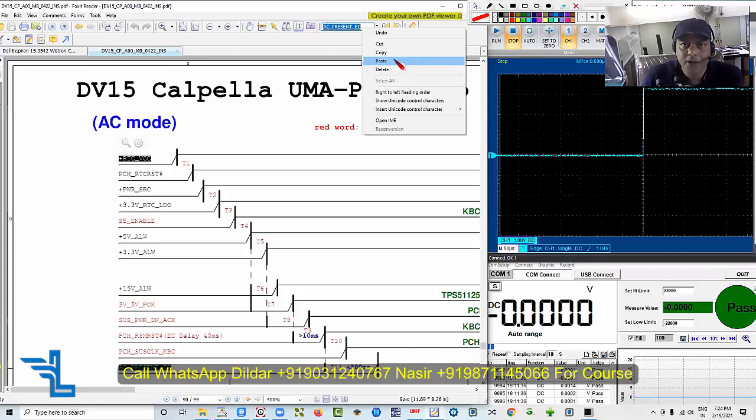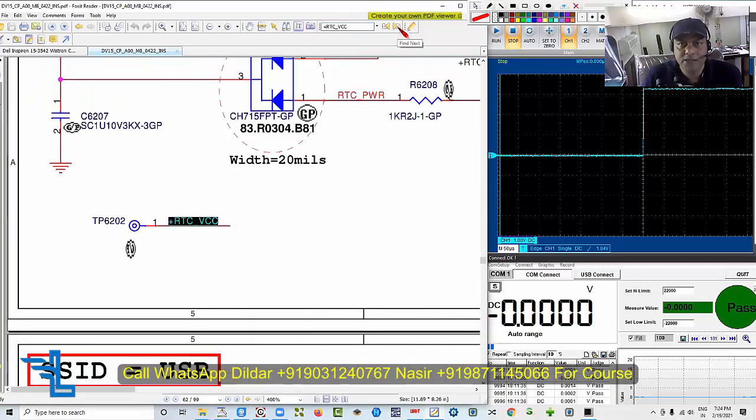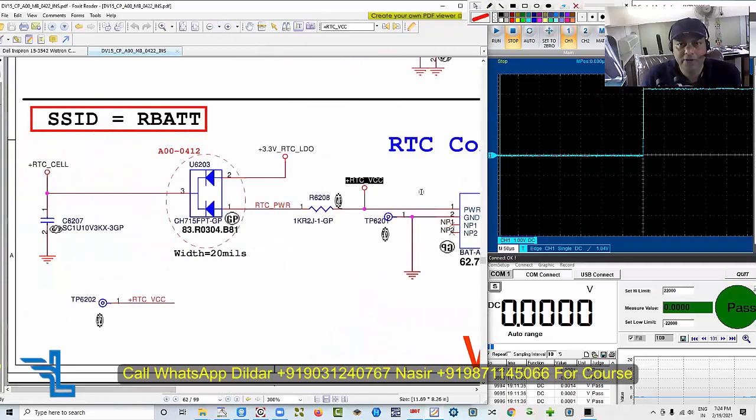Is that clear? Now let's paste it in this search and find the place where it is generated. Now here we have this Schottky diode. With the help of the RTC coin cell as well as the LDO, the RTC cell voltage will be generated. So it is telling you to check the RTC VCC, but you have to check it after the diode. So let's check the diode voltage. I think it must be written D here. Okay, let's find U6203.